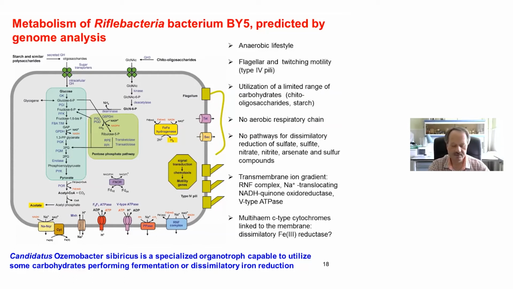Contrary to BRC1, this bacterium lacked pathways for aerobic respiration. Pathways for dissimilatory reduction of sulfate, nitrate, nitrite, arsenate, and sulfur compounds also were not found. But the genome included several multiheme c-type cytochromes linked to a membrane. This is typical for dissimilatory iron reductases. And our conclusion is that Riflebacteria are specialized organotrophs capable of utilizing some carbohydrates, performing fermentation or dissimilatory iron reduction.